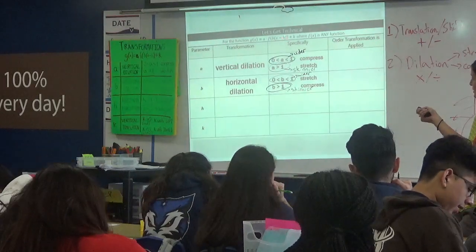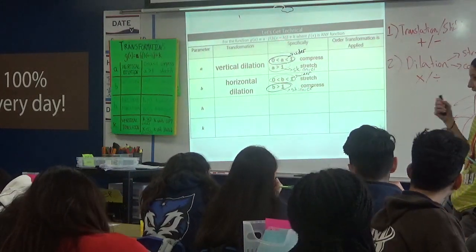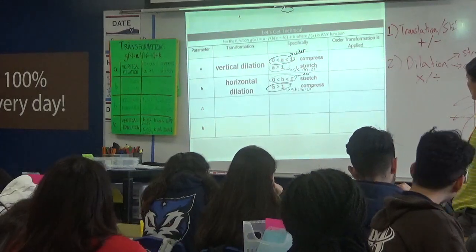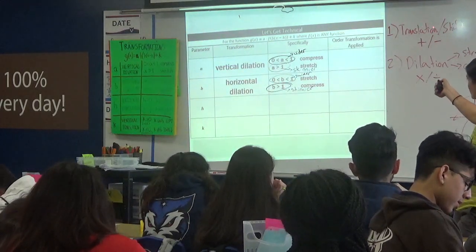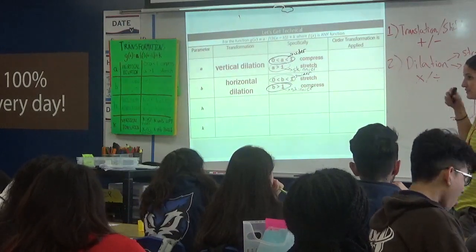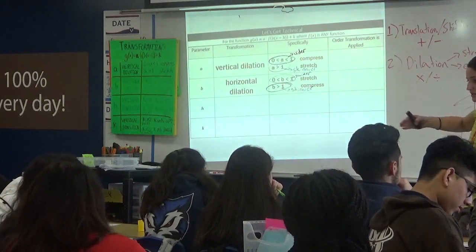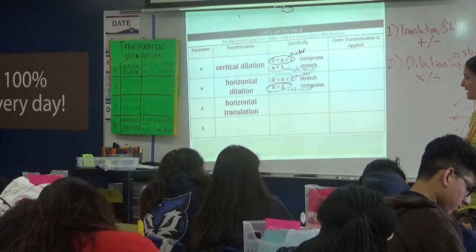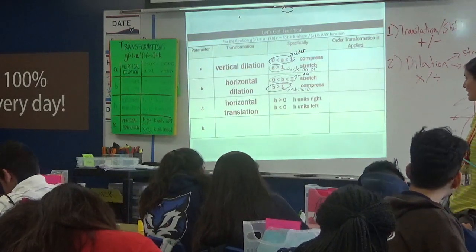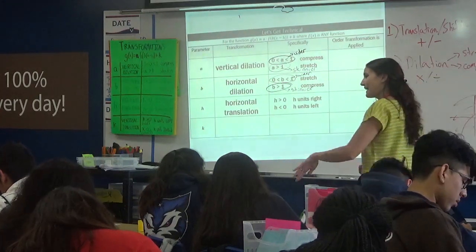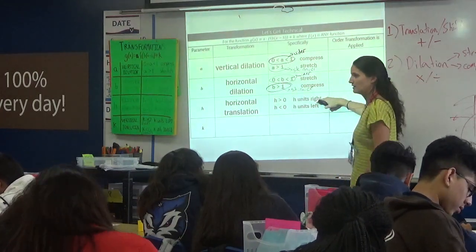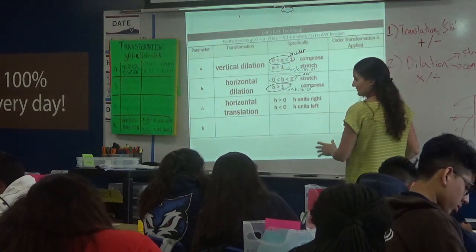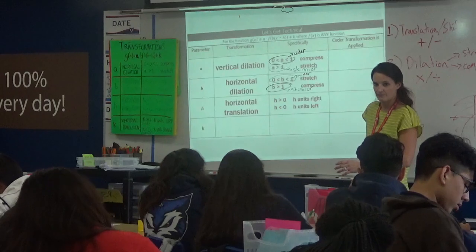Here's H. You'll see it up here. It's adding or subtracting on the inside. So that would be a translation or a shift. And if it's on the inside, that's going to be a horizontal translation, side to side, either left or right. If you subtract, it's going to go to the right. And if you add, it's going to go to the left, kind of the opposite of what you would think, right?